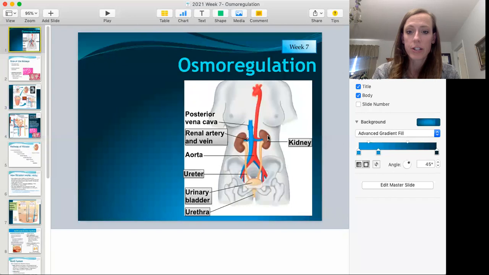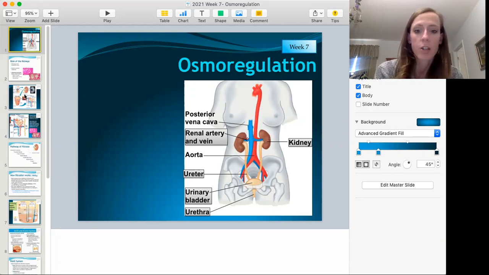So I'm just going to direct your attention to the picture here. We've got two kidneys right here. There's this big blood vessel. This is the aorta, and it has a branch that goes to each of the kidneys called the renal artery. And then, of course, once the blood travels through smaller vessels through the kidneys, it goes back through the renal veins then to be taken back to the heart.